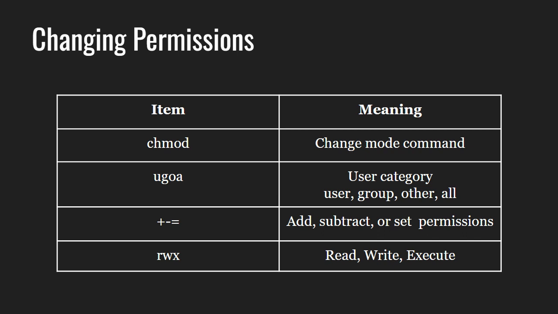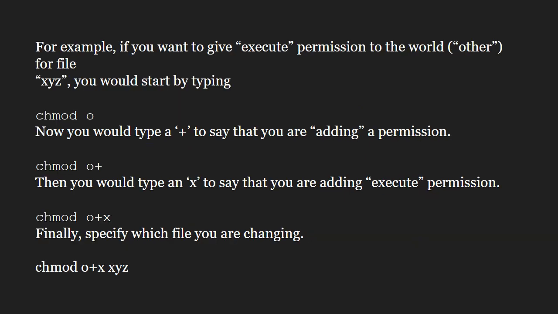An example will make this more clear. So, for example, if you want to give execute permission to the world, that is others, for file xyz, you would start by typing chmod o. Here o is for others, followed by a plus, which means that you are adding a permission, and finally the x, which specifies that we are adding an execute permission, and finally the file name, which is xyz. So the command becomes chmod o+x xyz.